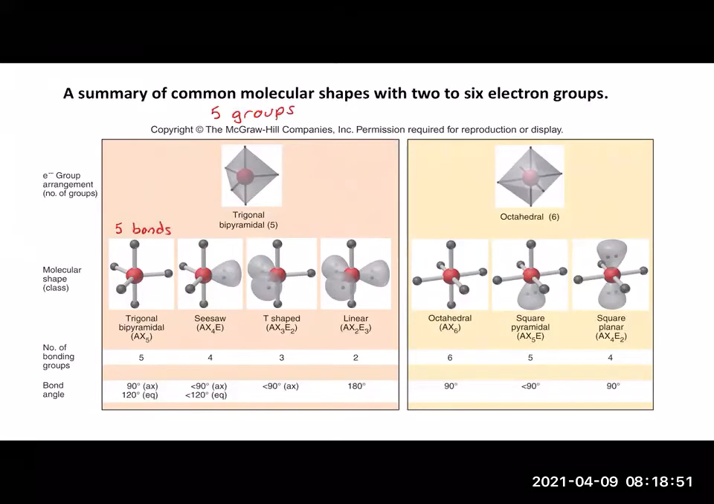So if all 5 of those are bonded together, we end up with trigonal bipyramidal. This could be something like PF5. All 5 would be bonded together in this case. All 5 fluorines would be bonded around that central phosphorus. If we replace one of those atoms with a lone pair, we end up with 4 bonds, or what we call a seesaw shape. It kind of looks like a seesaw if you put this part on the ground, and then these can almost rock back and forth like a seesaw from a playground.